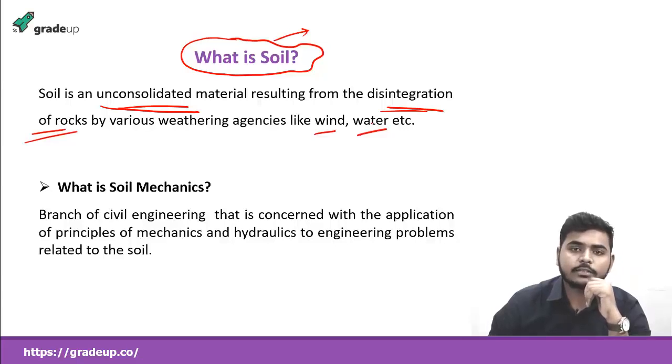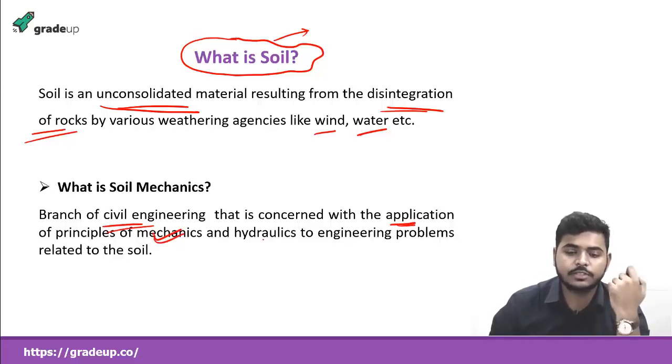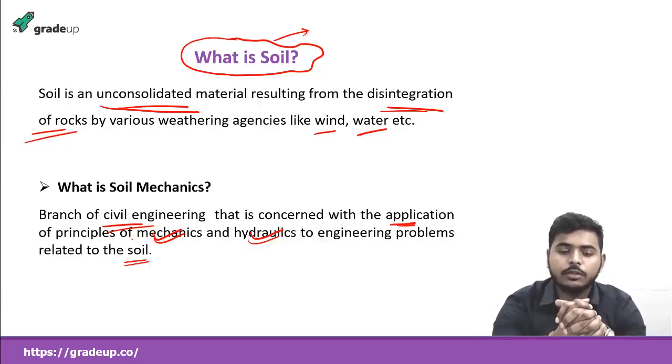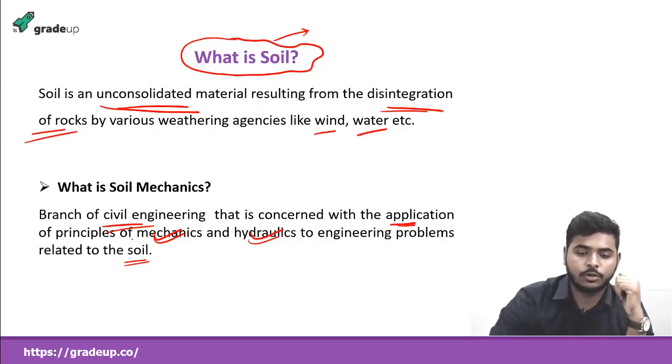Now what is soil mechanics? Soil mechanics is actually the application of mechanics and hydraulics in soil. It is that branch of civil engineering that is concerned with the application of principles of mechanics, that is physics basically, and hydraulics to engineering problems related to soil. For example, before construction of any building or any dam, we have to go for soil analysis, to see if it will be able to bear the weight, the load of the construction. So that is very important from the geotechnical point of view.